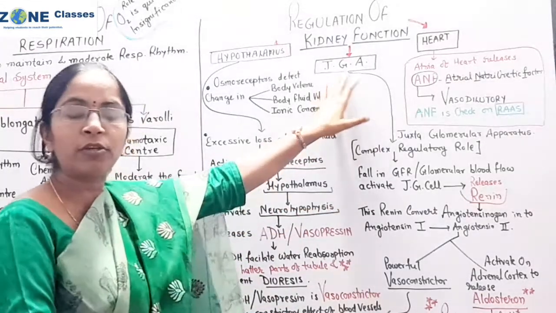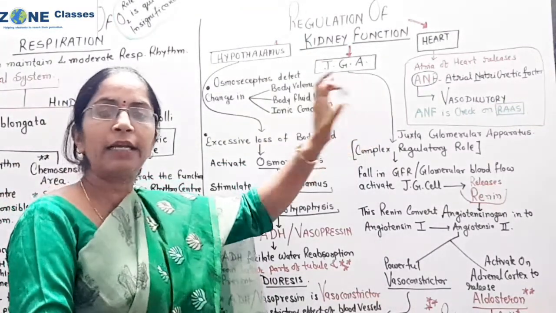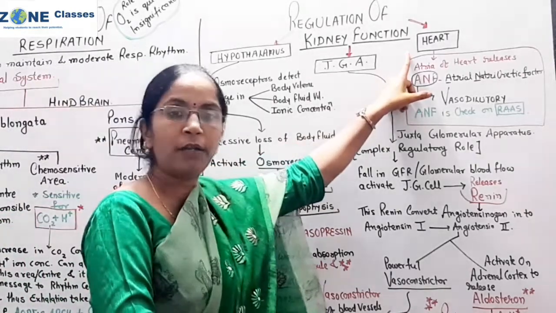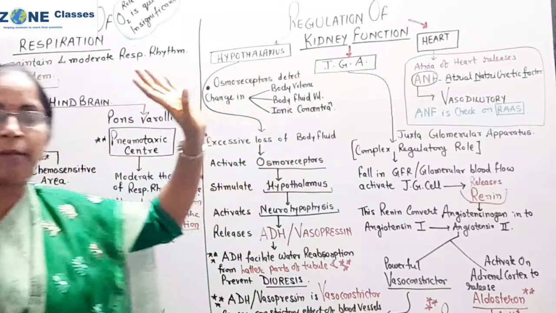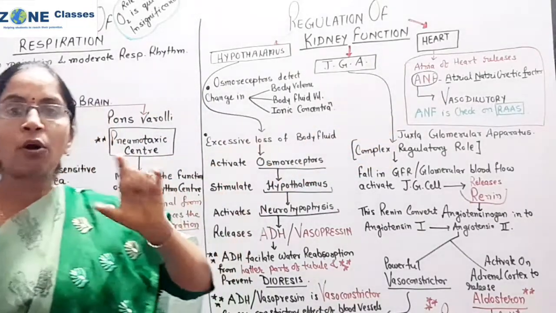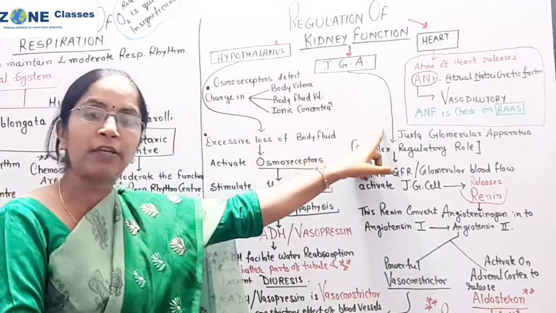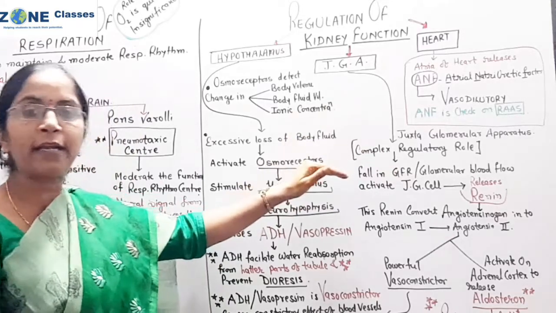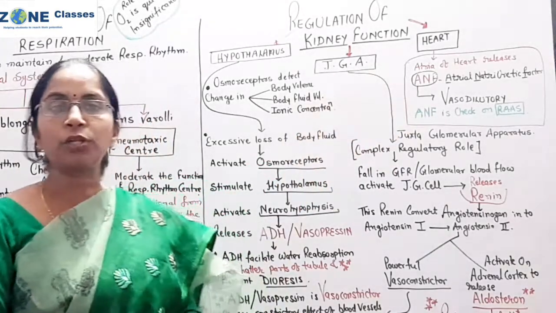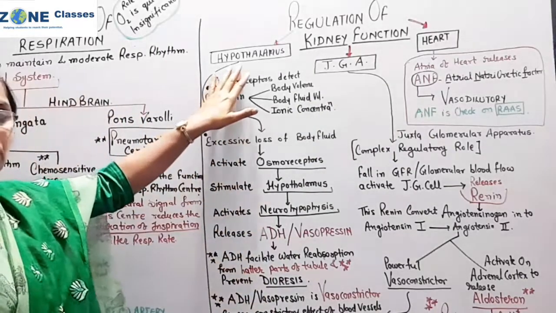Regulation of the kidney function is mainly by three: hypothalamus, the JGA apparatus, and to a very short extent the heart. Remember this part. Hypothalamus and JGA play a major role and the heart plays a role to a very short extent. When both hypothalamus and JGA activate, then to control the activity of hypothalamus and JGA, the heart starts its functioning. How does it take place? That we study. So here you remember hypothalamus.